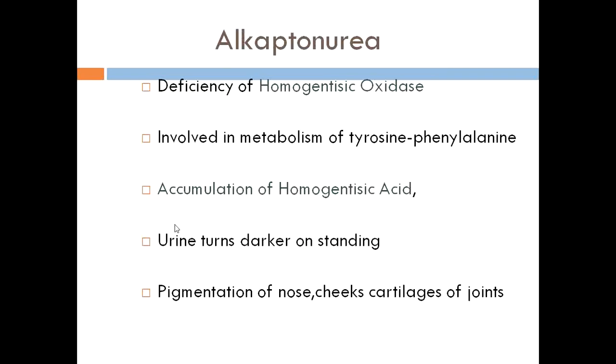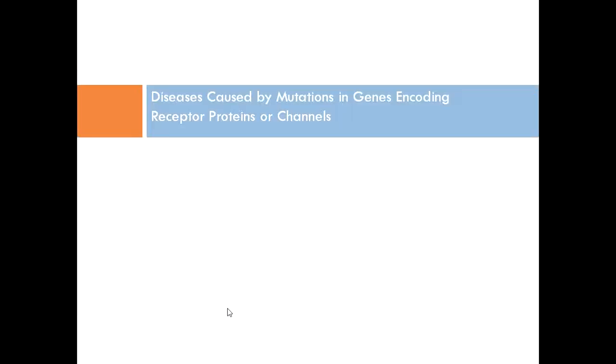Alkaptonuria is caused by deficiency of homogentisate oxidase. It's involved in metabolism of tyrosine and phenylalanine. Deficiency of the enzyme causes accumulation of homogentisic acid. Urine turns darker on standing. Patient presents with pigmentation of nose, cheeks, and cartilage of joints.